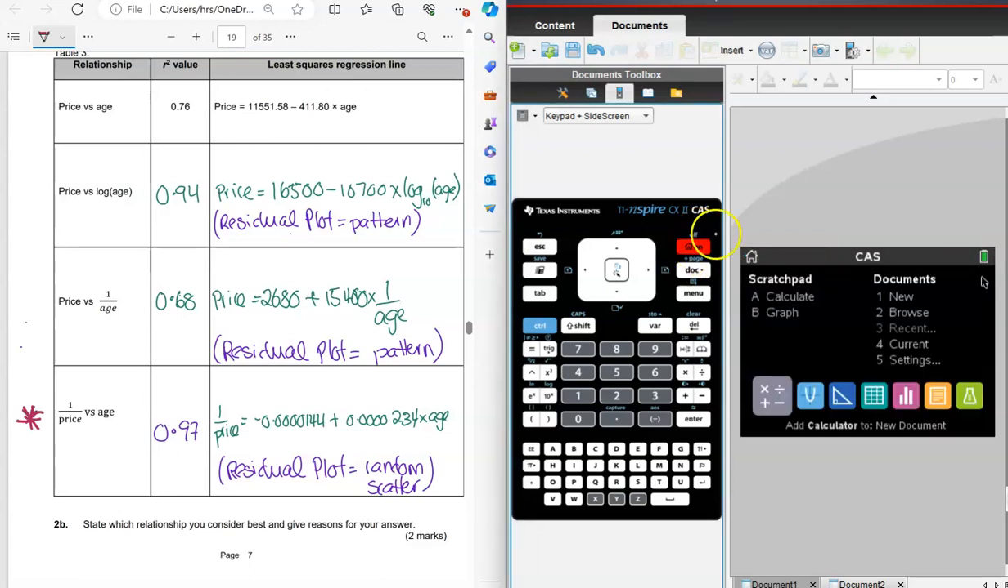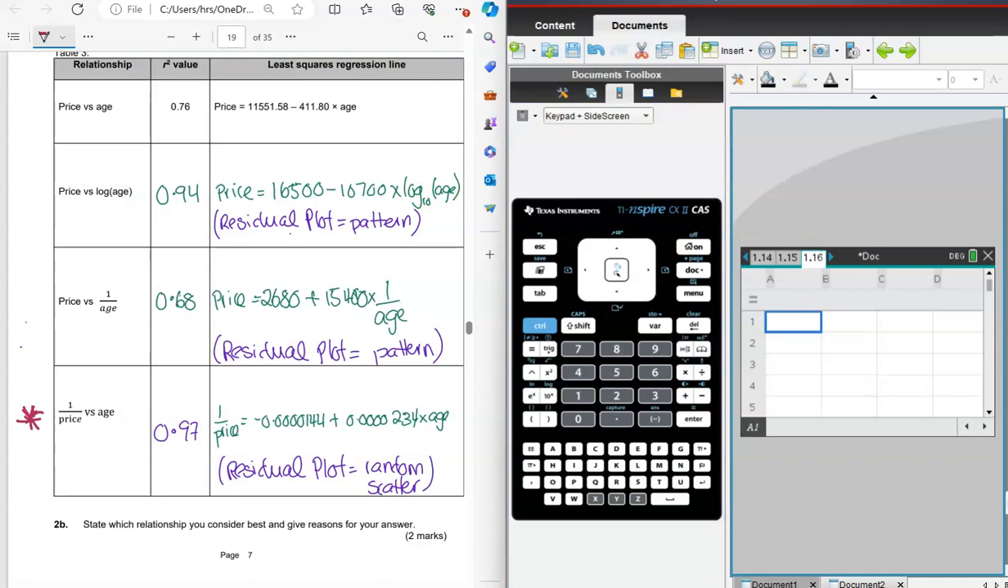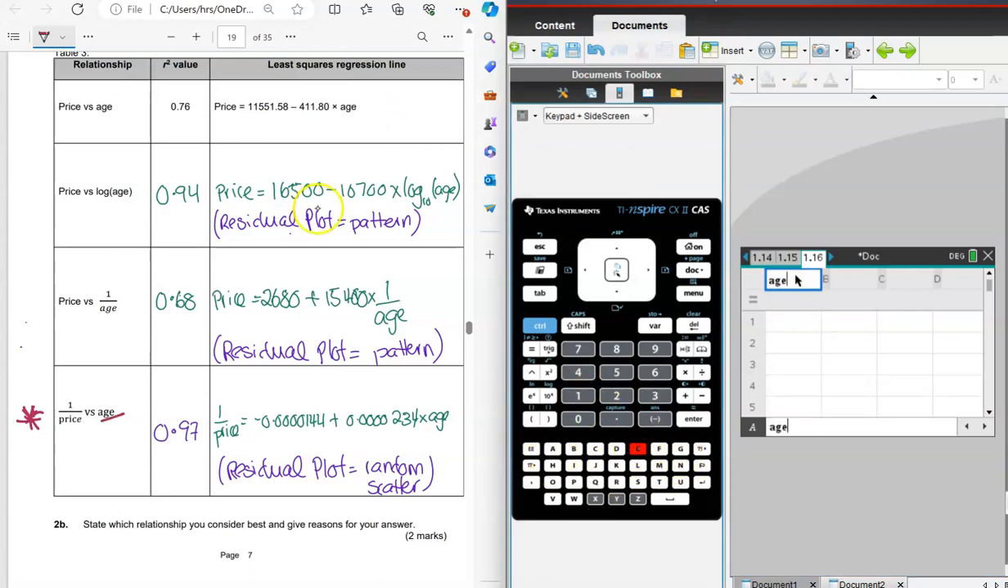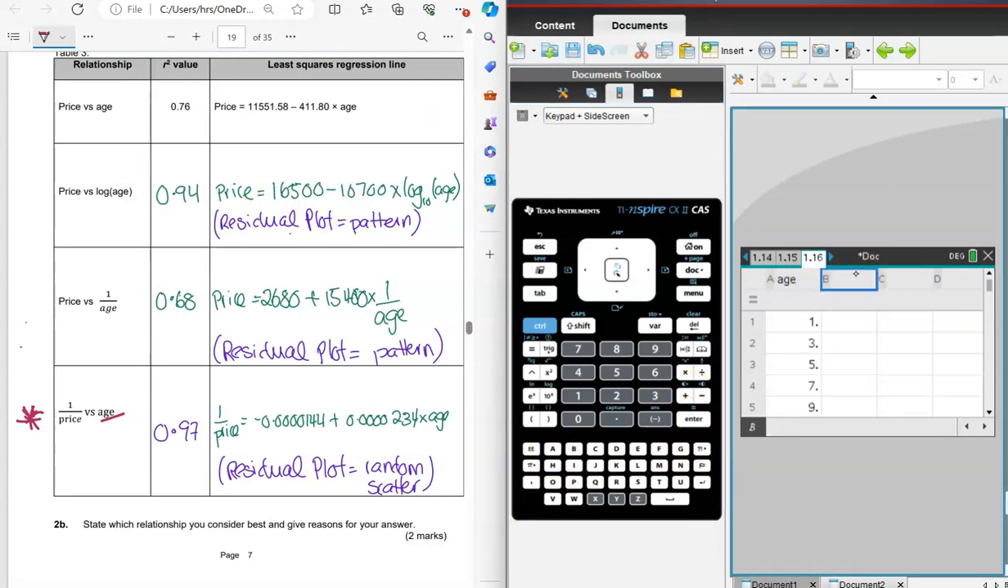Okay, so let's have a look. What we do is we want to get a list of all. For this transformation, we're going to use normal age, so I can just type that list here, it's going to remember. And what I want to do now is get the reciprocal of price, which means 1 over price. So I might just call it RP, reciprocal of price.